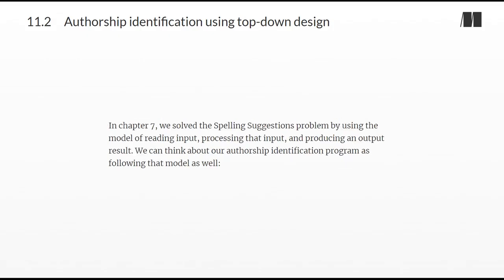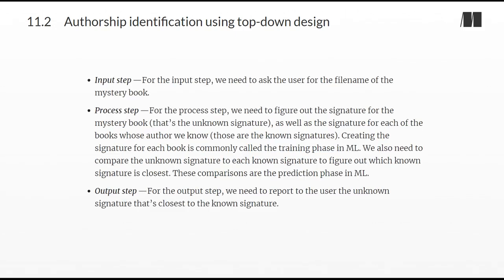In Chapter 7, we solved the spelling suggestions problem by using the model of reading input, processing that input, and producing an output result. We can think about our authorship identification program as following that model as well. Input step. For the input step, we need to ask the user for the file name of the mystery book. Process step. For the process step, we need to figure out the signature for the mystery book.